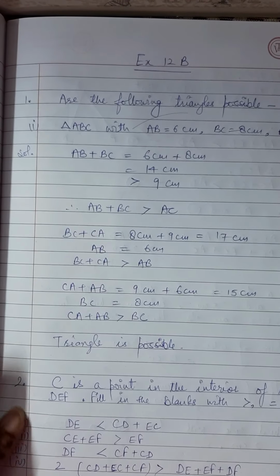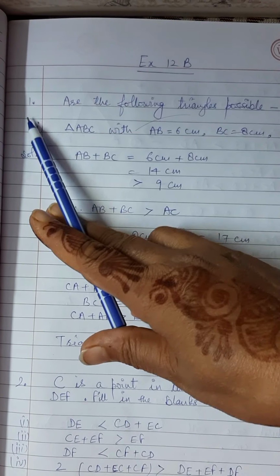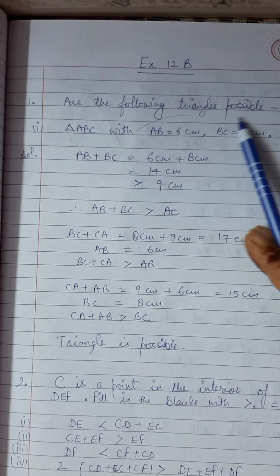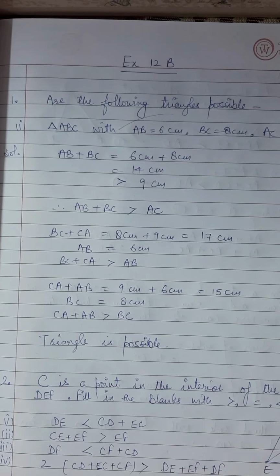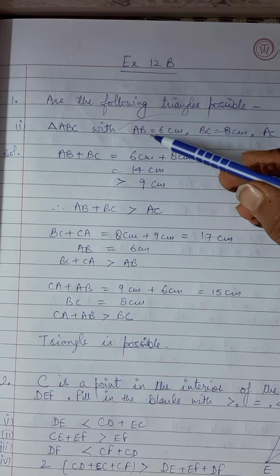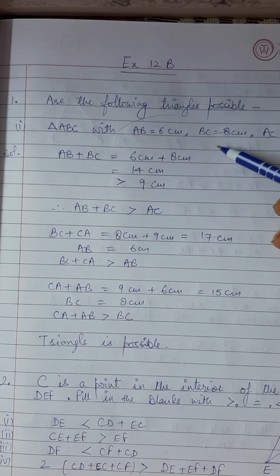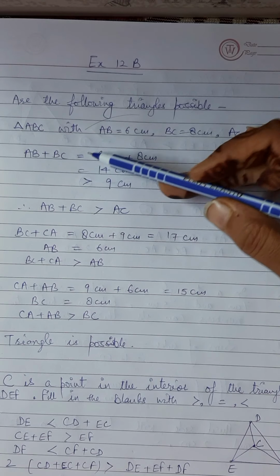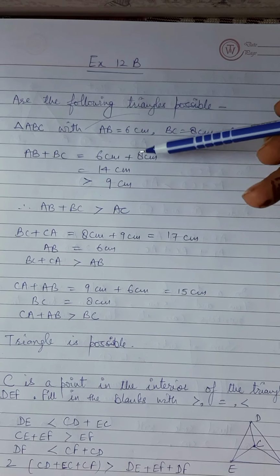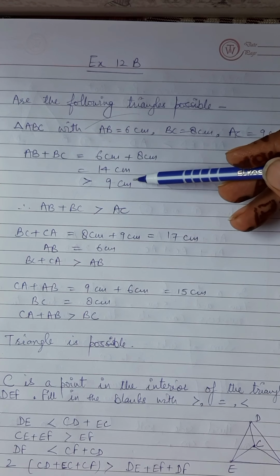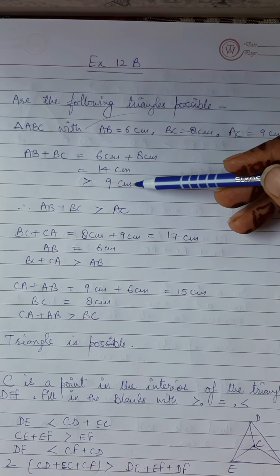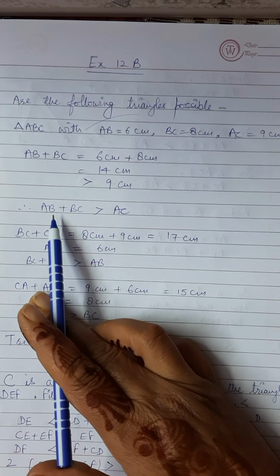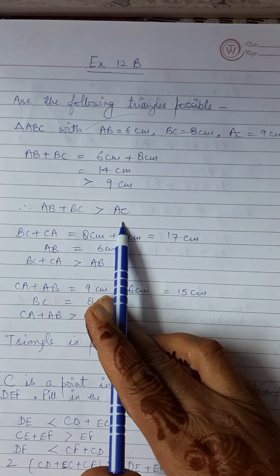Now we are starting 12B. The very first sum: it is given, are the following triangles possible? For a triangle ABC, we are given that AB is 6 centimeter, BC is 8 centimeter, and AC is 9 centimeter. In the solution, we first find the sum of AB and BC. AB plus BC is equal to 6 centimeter plus 8 centimeter, that is 14 centimeter, which is greater than 9 centimeter.